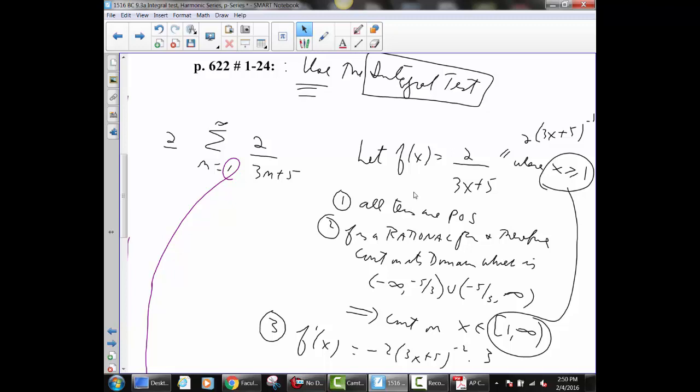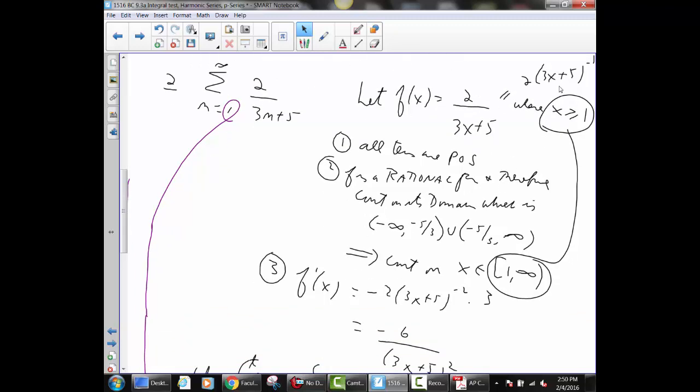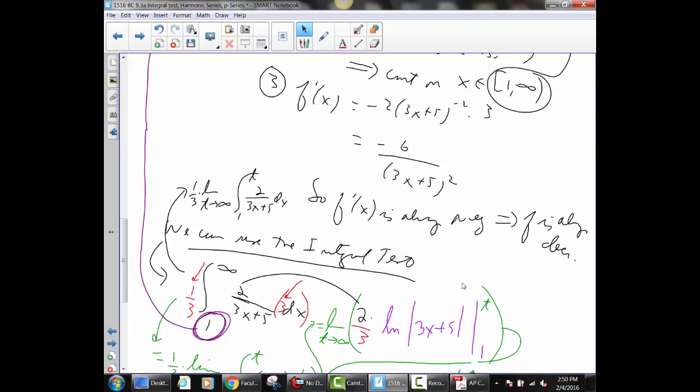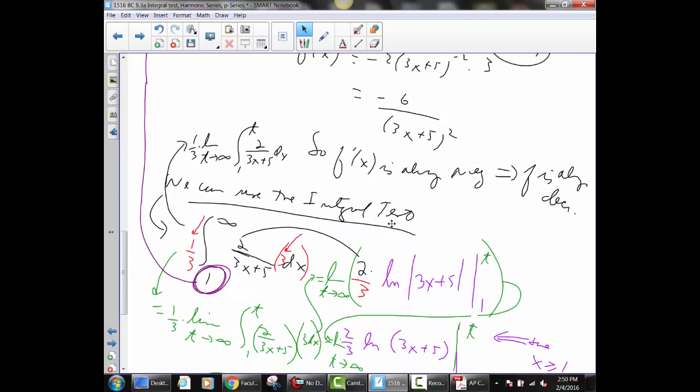And now to show that f is decreasing, I'm going to find the derivative, which is why I rewrote it this way. The derivative of that is negative 2 times (3x plus 5) to the negative 2 times 3 by the chain rule. And that'll end up giving this. So f prime is always negative because the denominator is a square, which will be positive, and the numerator is negative. Therefore, f is always decreasing. So we can use the integral test now.